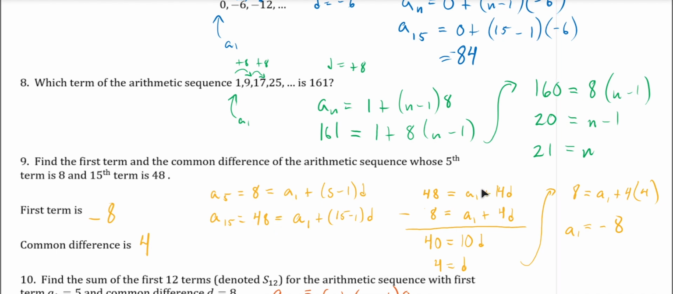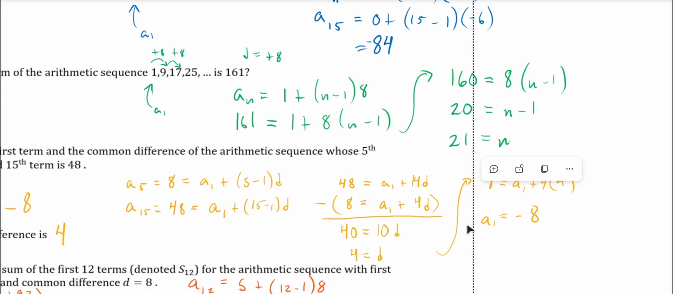Let's write the second equation up top here. 15 minus 1 is indeed 14. And on the bottom, 8 is equal to a1 plus 5 minus 1, which is 4, times d. Now what we're going to do is subtract the entire second equation from the first one, and this will cancel our a sub 1 terms. This is the same as adding the second equation times minus 1 in row operations.